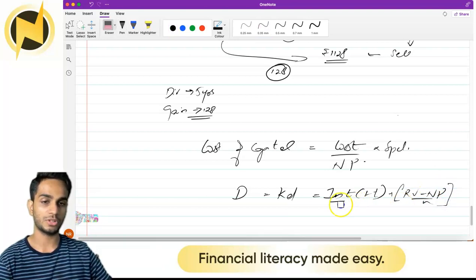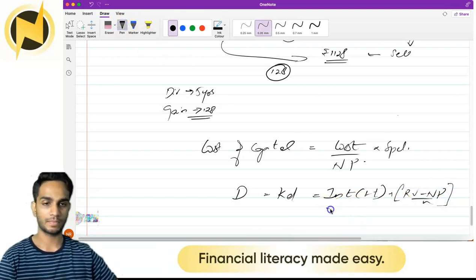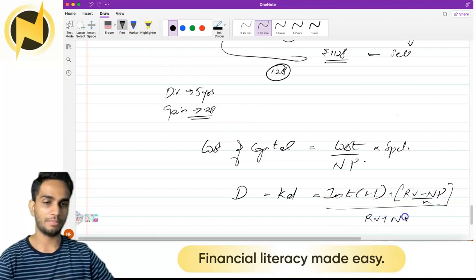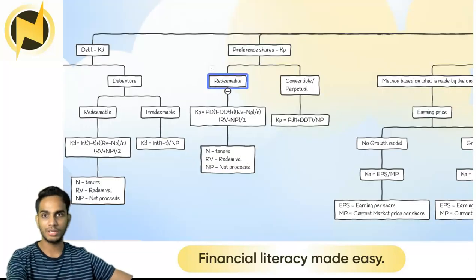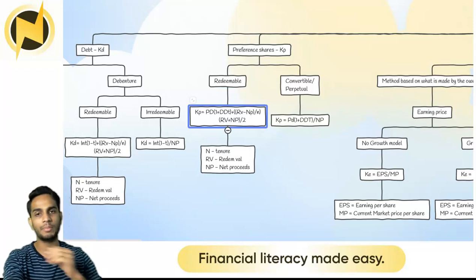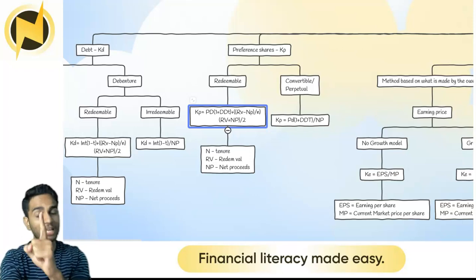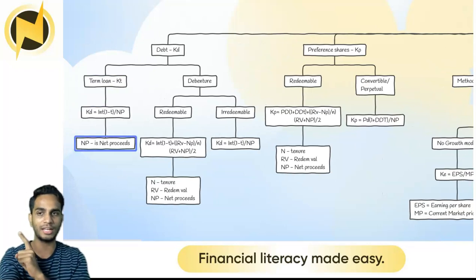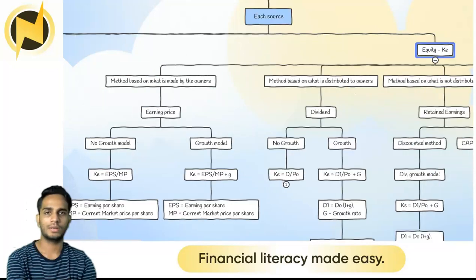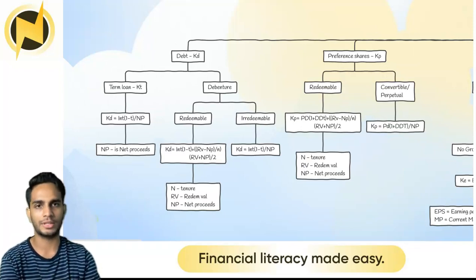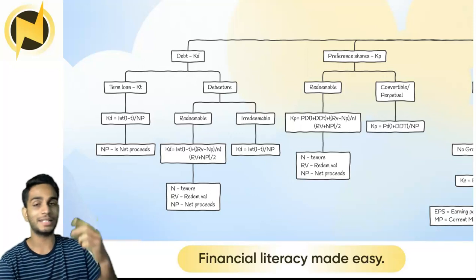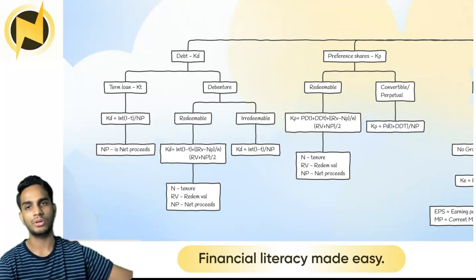Instead of net proceeds on the bottom, you will have RV plus NP divided by 2. Yes, just like that. For preference, we saw what happens. If there is redemption, there will be RV minus NP divided by N, divided by RV plus NP divided by 2. Instead of 1 minus T, it will be 1 plus DDT, and that is applicable only if it's mentioned in the question. DDT is dependent upon each scenario, whereas the T for debt, the 1 minus T, will be there for every case. So please do not forget that very, very important point. For debt, there will be tax in the formula for sure. That's the company's tax rate. Whereas for preference shares, the T, that is DDT, is dependent upon each scenario.